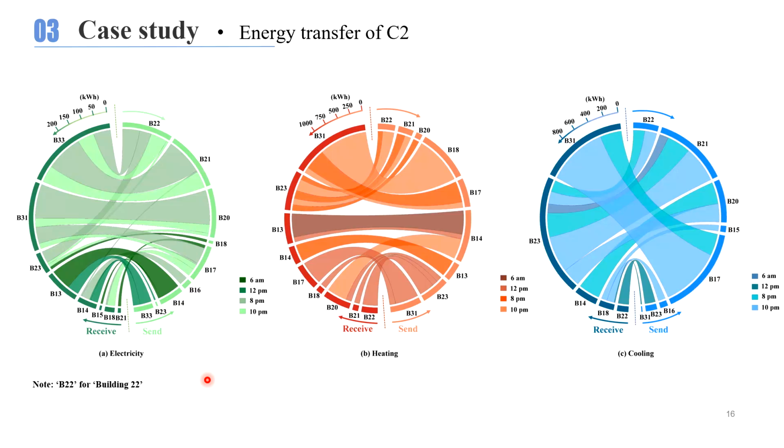And similar to electricity, a large amount of heating transfer of cluster 2 in winter happens at night, during which most heating energy is transferred from offices to shopping malls or hotels. Meanwhile, heating demand of all buildings is low in the early morning, for example, like 6 a.m., and heating exchange is not frequent.